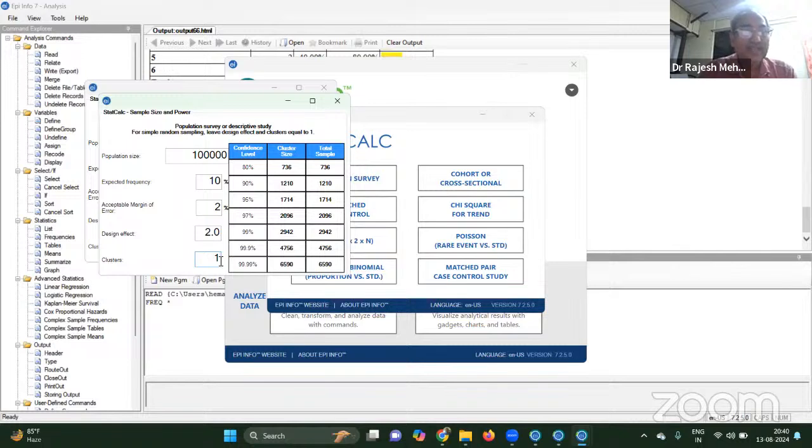In this case, we usually go for a 95% confidence interval, and the sample size would be around 1714. If you write cluster, let's say 4 clusters over here, then it says that in each cluster you will have this much, 429, and this will be the total sample. If you want to go for a higher confidence interval, the sample size will go on increasing. So you can use StatCalc frequently.